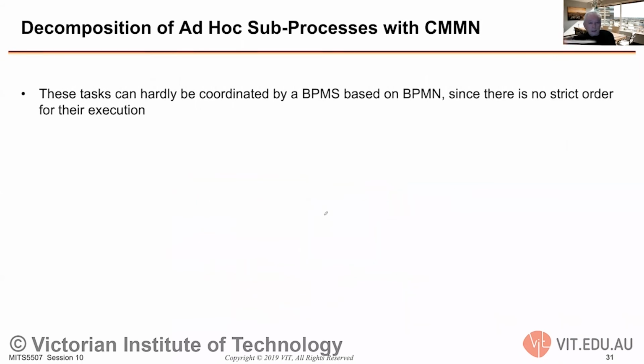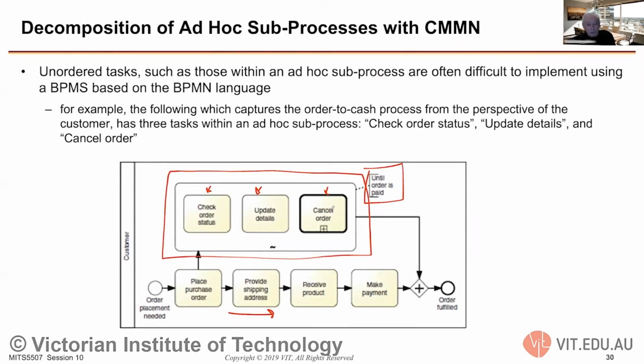So those tasks can't be coordinated by BPMN because there's no order to their execution. So what do we do? There's no strict order. They could potentially be repeated multiple times because, well, not cancel order, of course. You can only cancel an order once, but you might update your details multiple times. Or check the order status might happen multiple times. So if you've got an order that might take a couple of weeks to arrive, somebody could check the order status 4 or 5 times to see where it is. Might update their details twice, and then they could cancel the order.